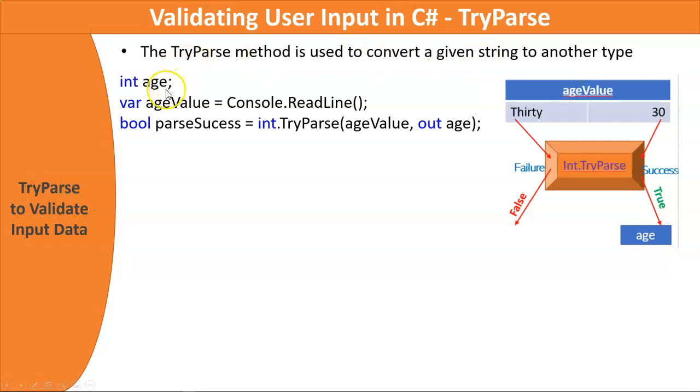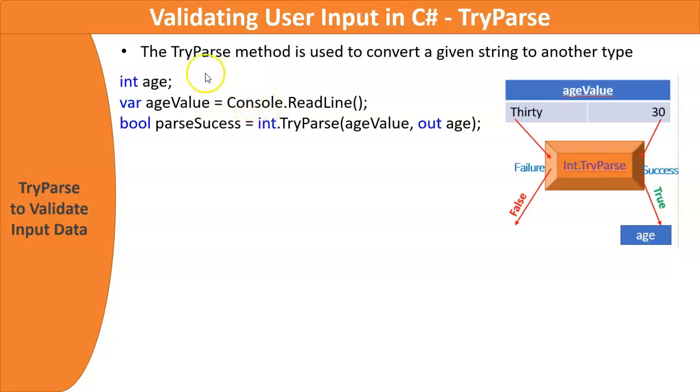Consider these three statements. First, we have an integer type variable. And then we have a var type variable, age value. We are inputting some data through the keyboard. You are free to enter a string type data as 30 in the form of a text or 30 in a numerical format. There is no issue of exception since the variable is declared using var type, and so the age value variable can store any type of data. So the exception is not raised over here.